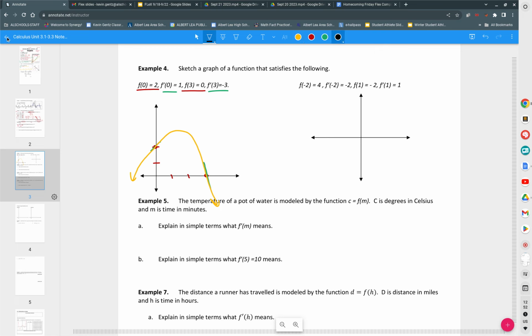People are kind of putting stuff together. I'm going to put some of this up here. I got something like that. You guys okay with that?